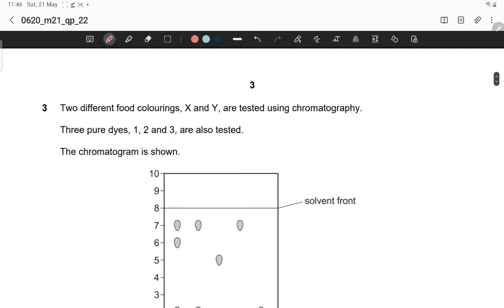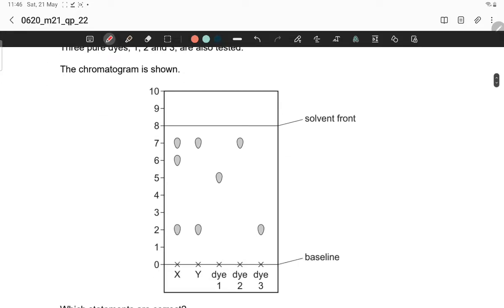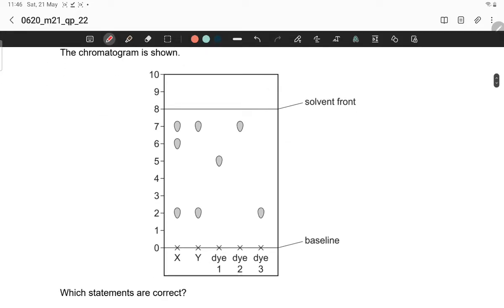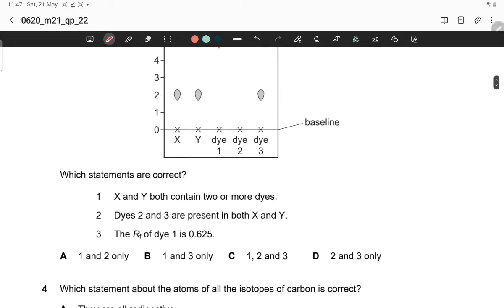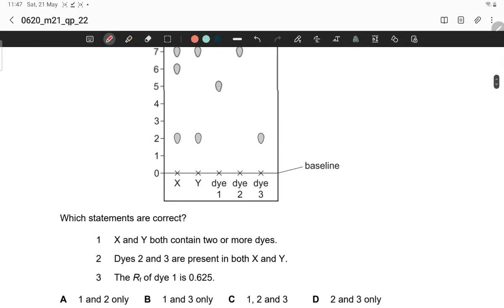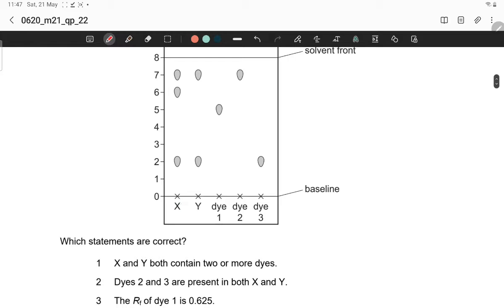Question number 3. Two different food colorings X and Y are tested using chromatography. Three pure dyes 1, 2 and 3 are also tested. The chromatogram is shown. This is the solvent front, this is the baseline. Which statement is correct? X and Y both contain two or more dyes. X and Y have two dyes, but X contains three dyes, 1, 2, 3. So this is incorrect.